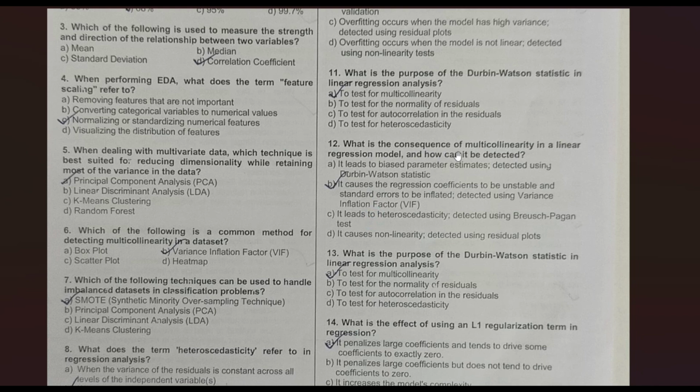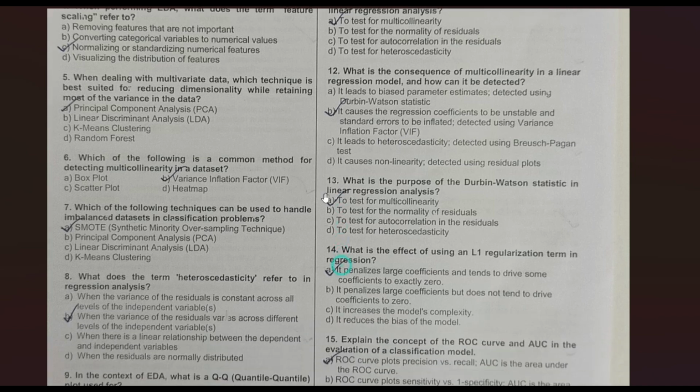What is the consequence of multicollinearity in a linear regression model? It causes the regression coefficients to be unstable. Each time they will vary, and it can be detected by the VIF method. B is the answer. What is the purpose of the Durbin-Watson statistic in linear regression analysis? You can see it is to test autocorrelation in the residuals, meaning error.